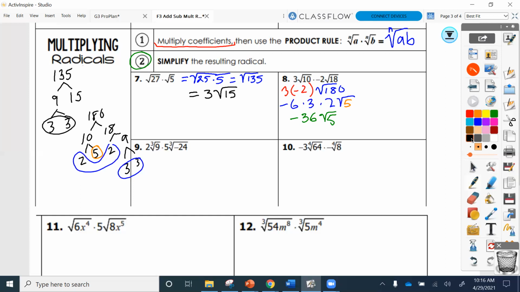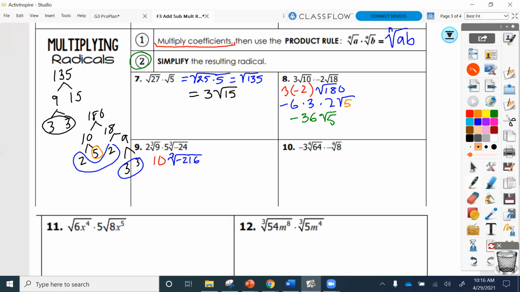Now the same thing goes for something that's a cube root or fourth root, right? As long as the index is the same, it's legal to do. All right, so first we're going to multiply the coefficients. So we've got 2 times 5, that's 10. And then we're going to use the product rule. So we can say that this is equal to 9 times negative 24, which is negative 216.